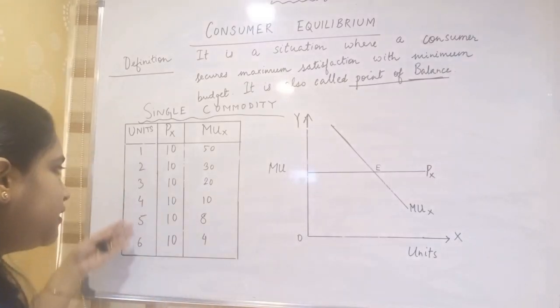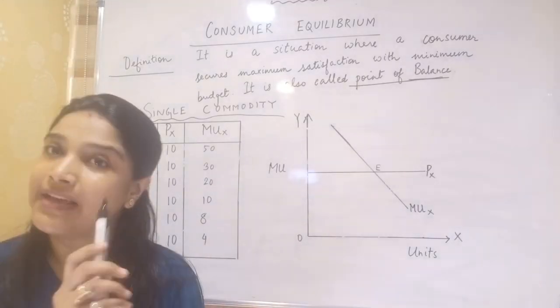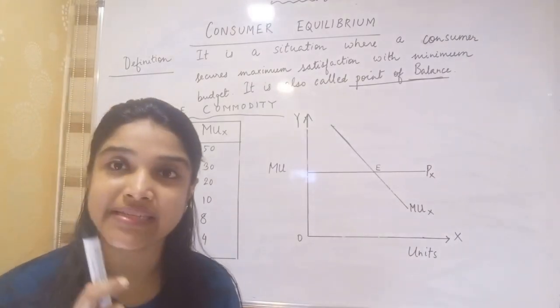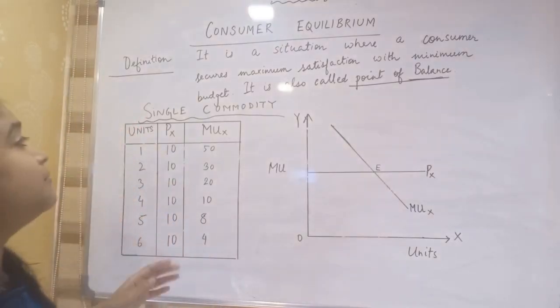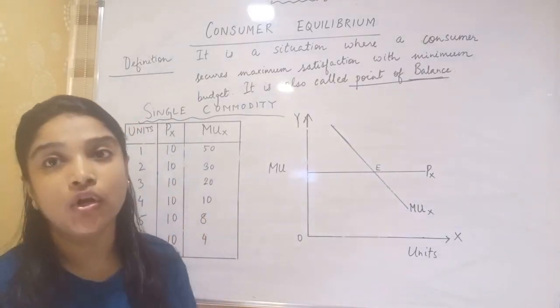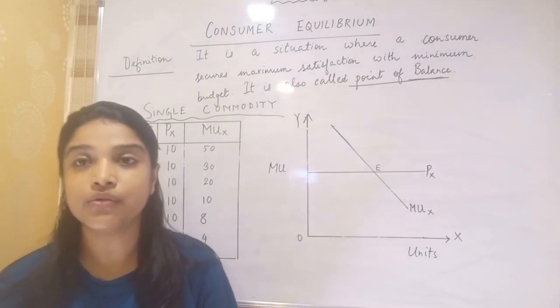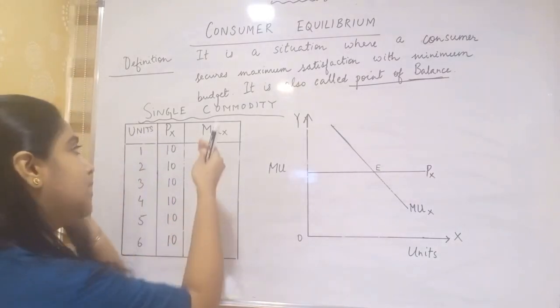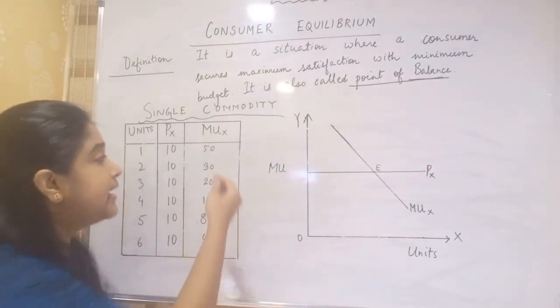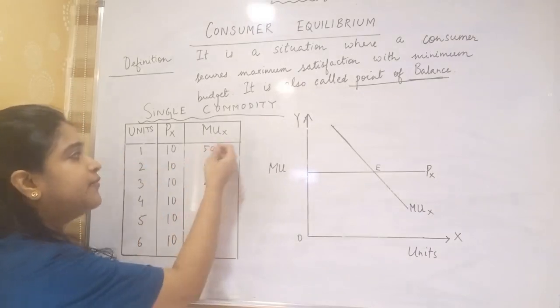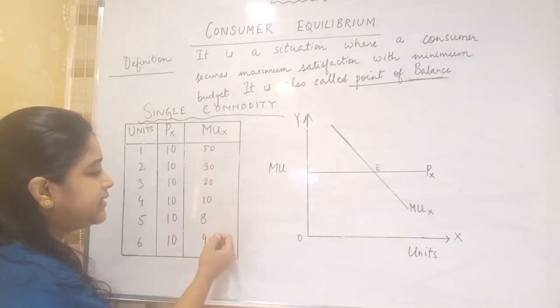The number of units keeps on increasing. The price of the pen remains constant. It is rupees 10. There is no change in the price of the pen. But marginal utility follows the law of diminishing marginal utility. So basically the marginal utilities you can see here are continuously falling: 50, 30, 20, 10, 8, 4.